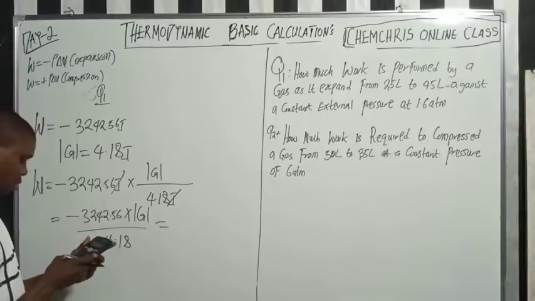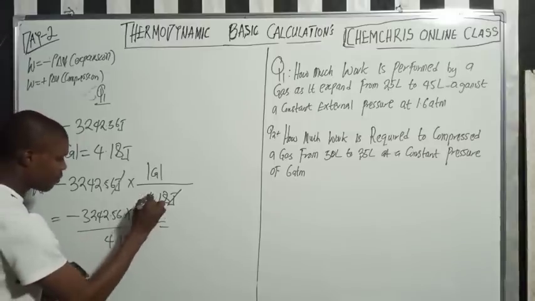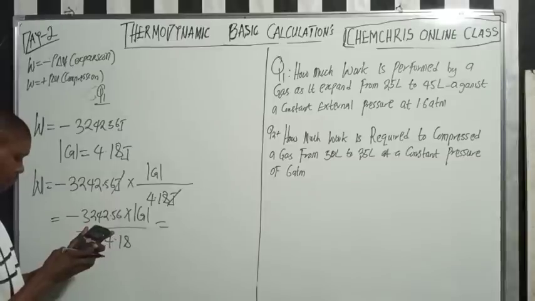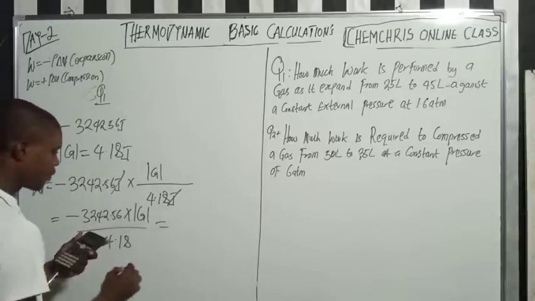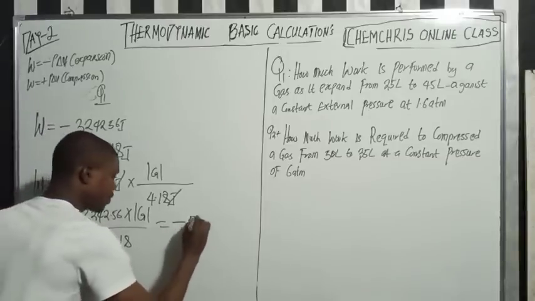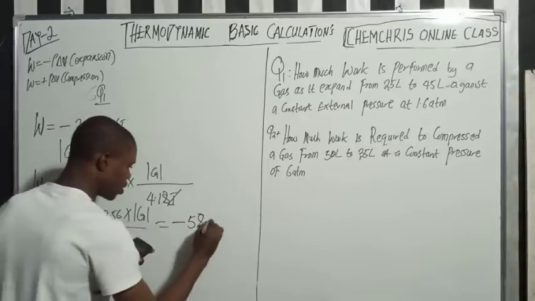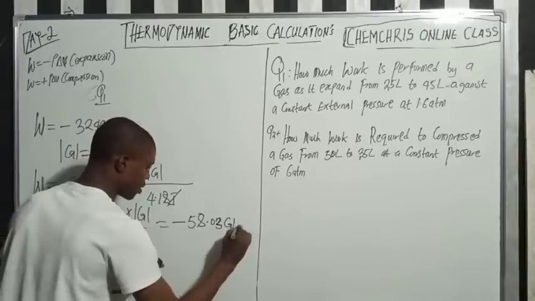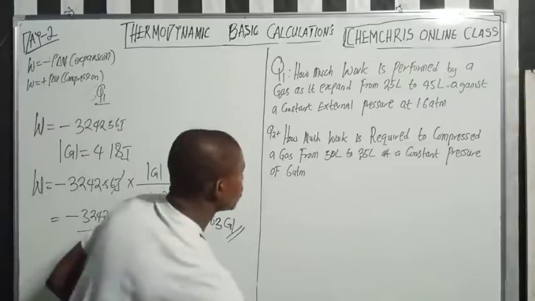3242.56 divided by 4.18. So we have minus 58.02 calories. That is the answer. You understand?